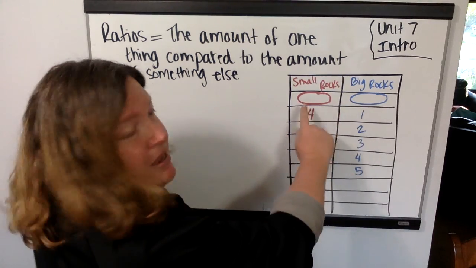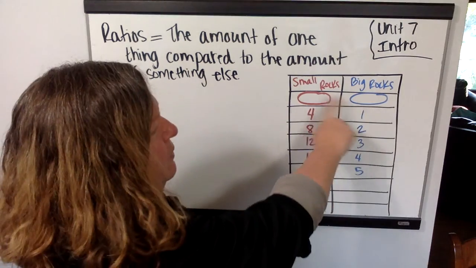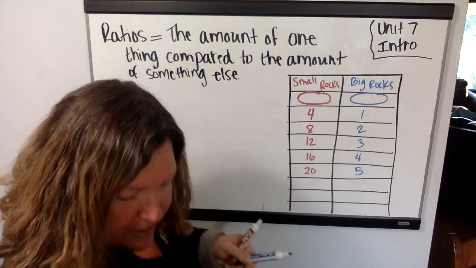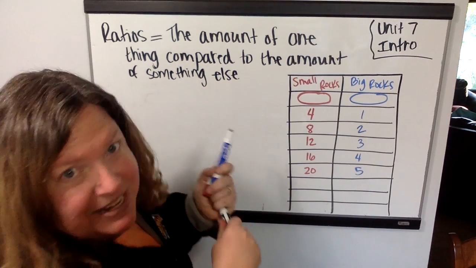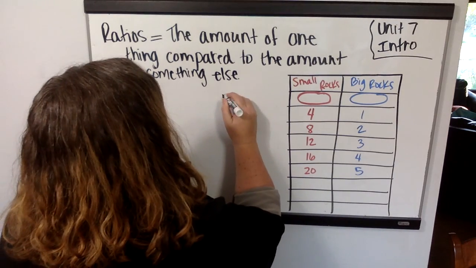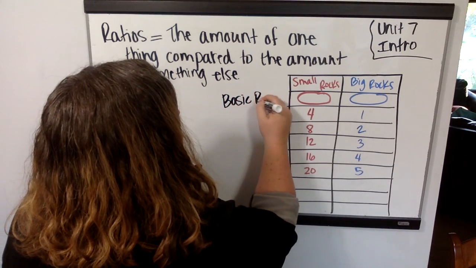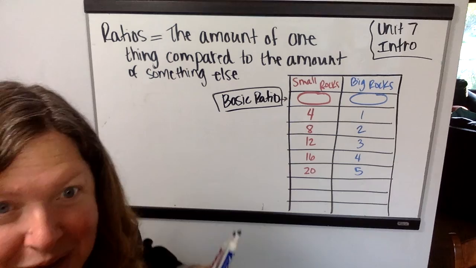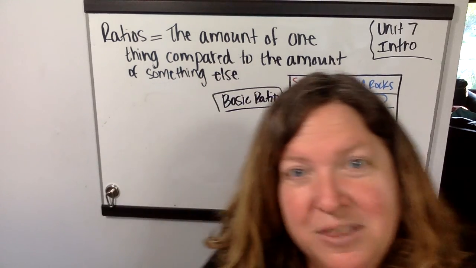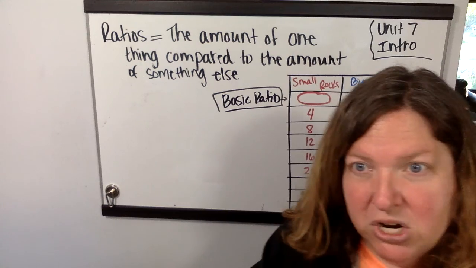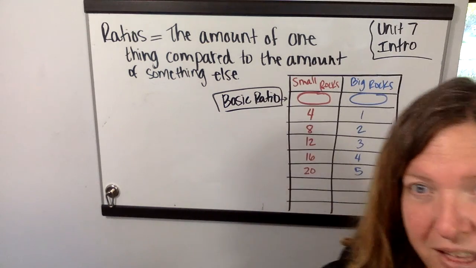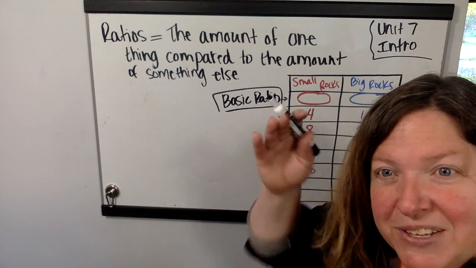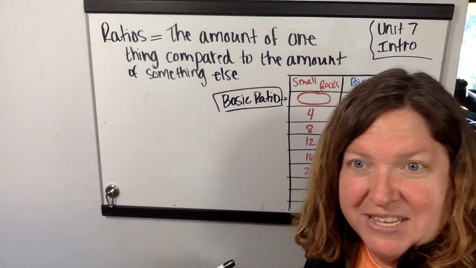Now, you might have forgotten, or you might wonder, well, what are those circles up on top? What do those mean? Up here, let me get my black marker here, that is the basic ratio. You might remember from earlier units that those numbers are the smallest group of whatever it is that we can get that has the same comparison, the same amount of one compared to the other.